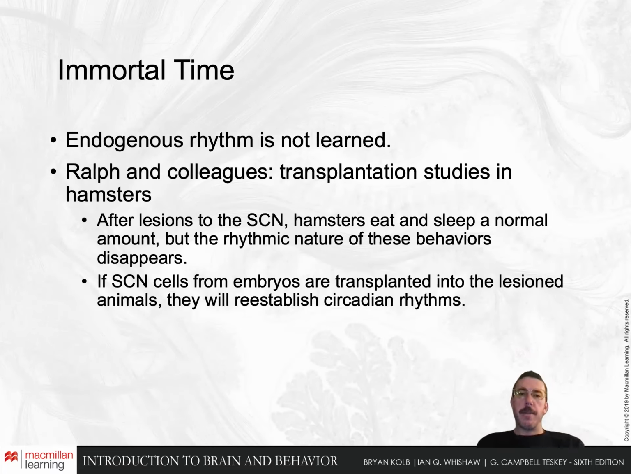Here's the study about the transplantation of SCN neurons. So endogenous rhythms themselves are not learned. They're actually a physical property of the SCN neurons. They transplanted hamsters. So they lesion their SCN and the hamsters then eat and sleep a normal amount, but their rhythmic nature disappears. So they don't have sleep-wake cycles. But then if you take the SCN cells from embryos and transplant them into these animals, you get their circadian rhythms reestablished. So these external cells can reestablish that rhythm on their own.